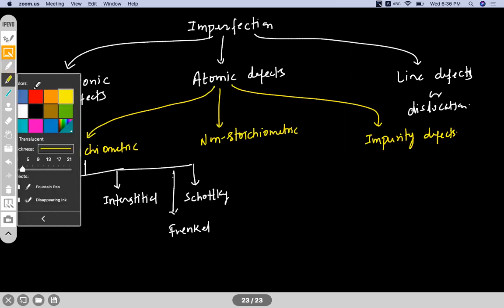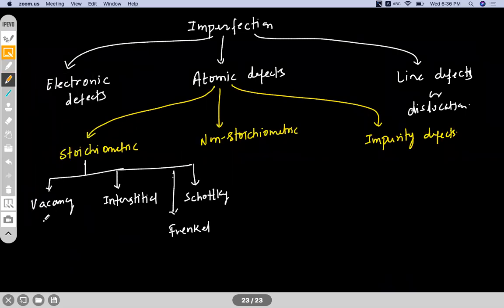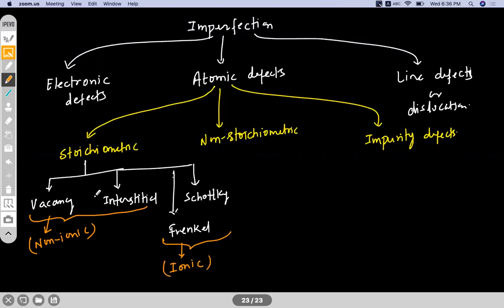These two are defined for non-ionic solids. The type of imperfection is almost the same, but these two are defined for non-ionic solids, and these two are defined for ionic solids. The type is the same, but for ionic, the names are Schottky and Frenkel, and here it is vacancy and interstitial defects.